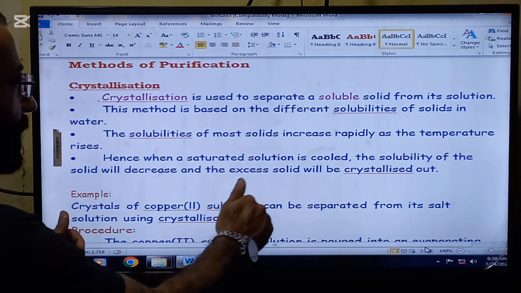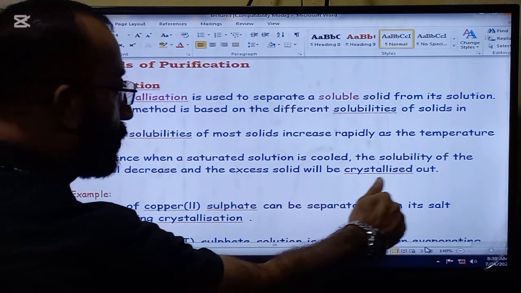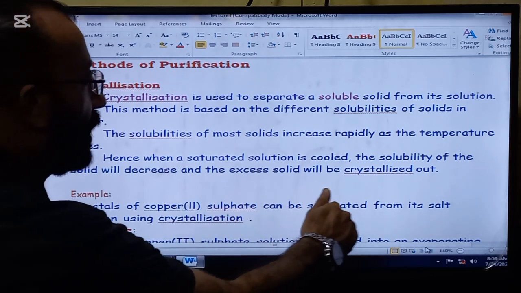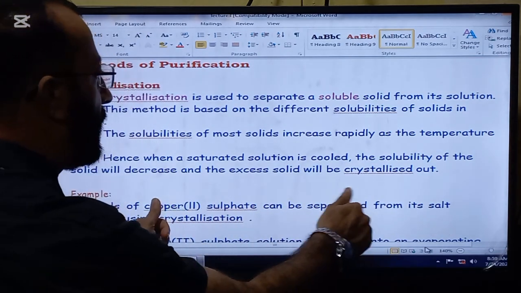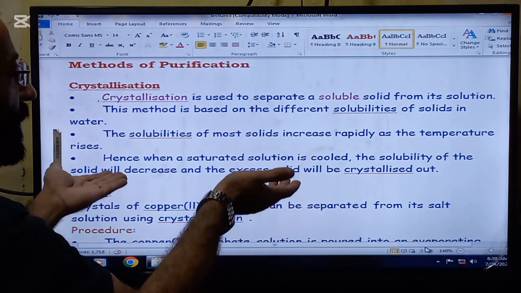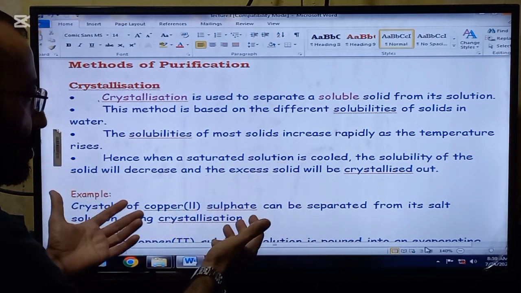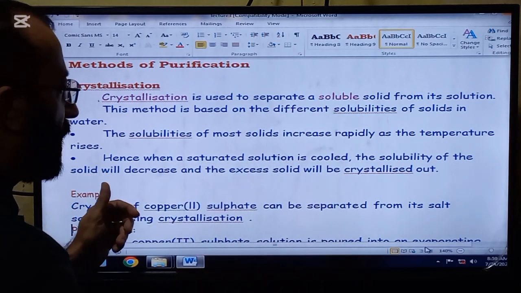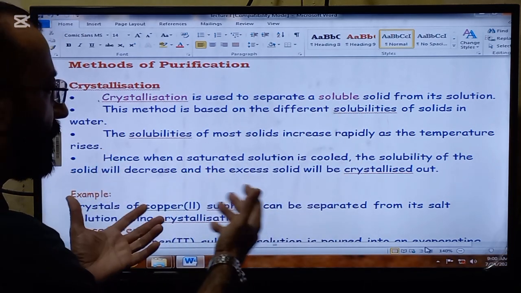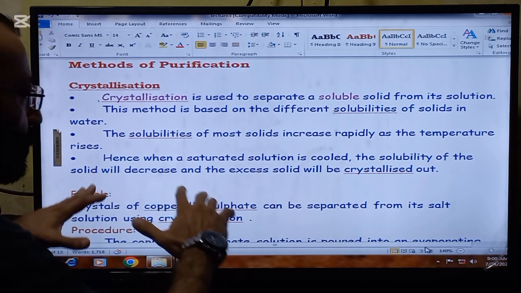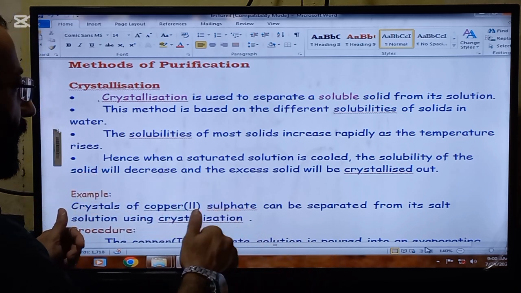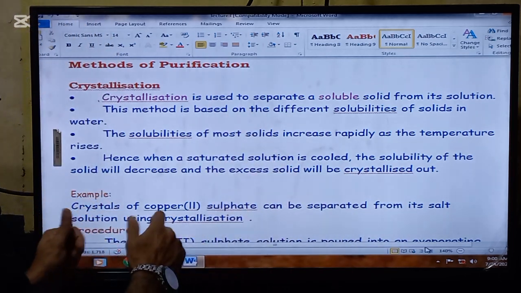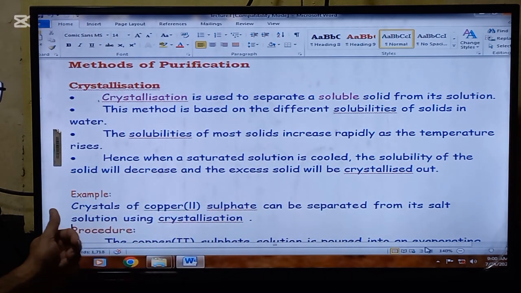Hence, when a saturated solution is cooled, the solubility of the solid will decrease and the excess solid will be crystallized out. So this will be the procedure. First, we will heat up the solution, the mixture. So the excess liquid will be evaporated and the saturation point will be reached. Then we will cool the mixture and the excess solid will be crystallized out. So we are going to explain it through an example.